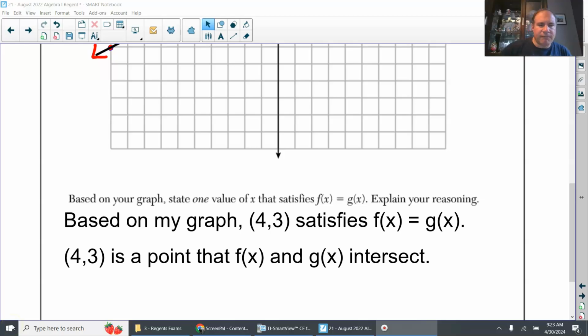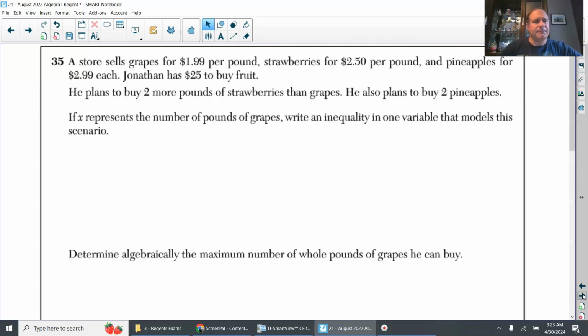That's based on my graph. 4, 3 satisfies f of x and g of x. 4, 3 is a point where f of x and g of x intersect, and then you are finished with that problem. Nice easy graph there.